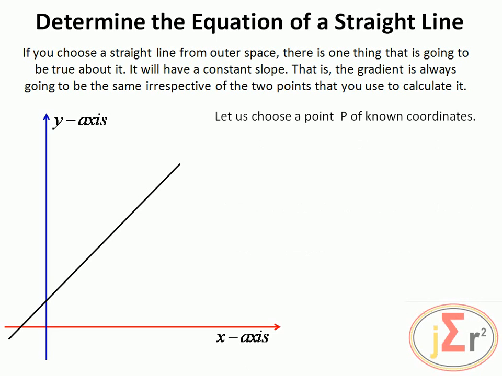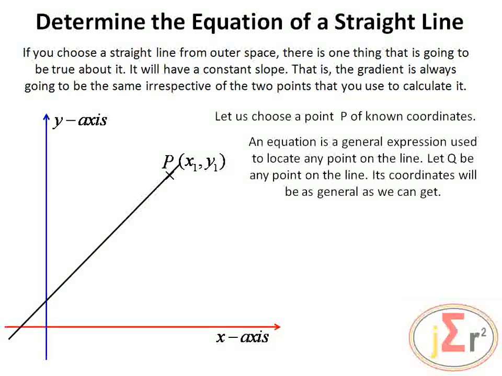Let us choose a point P of known coordinates. Let us say that point is of known coordinates x1, y1. Let us also bear in mind that an equation is a general expression used to locate any point on the line. Let Q be any point on the line. Its coordinates will be given a general representation also. Right, and that is as general as we can get. Q is a point x, y.